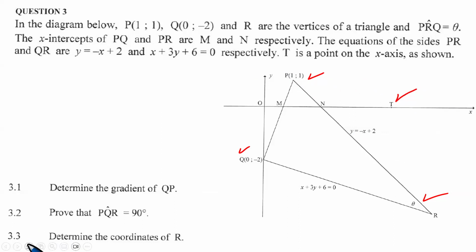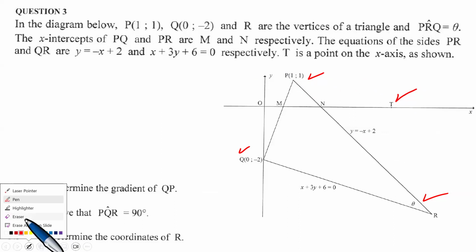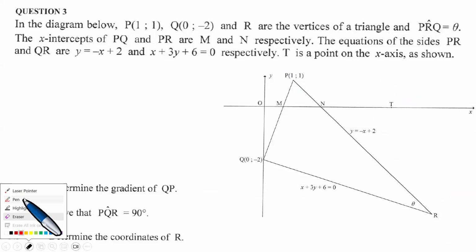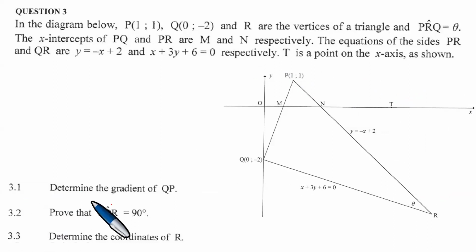Okay, good news. We're excited because we have a very interesting question for us to solve at the moment, and let's get started. Now, the first question is we need to determine the gradient of QP. So we identify Q and P. If the examiner uses the language QP, you're moving from Q to P, in which case you have x1, y1 and x2, y2. This is like vectors. So in 3.1 we want to find the gradient.